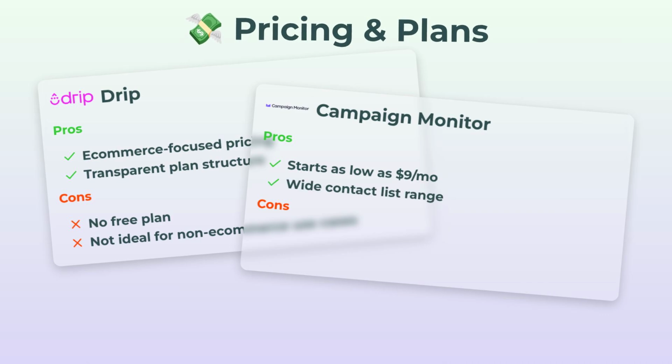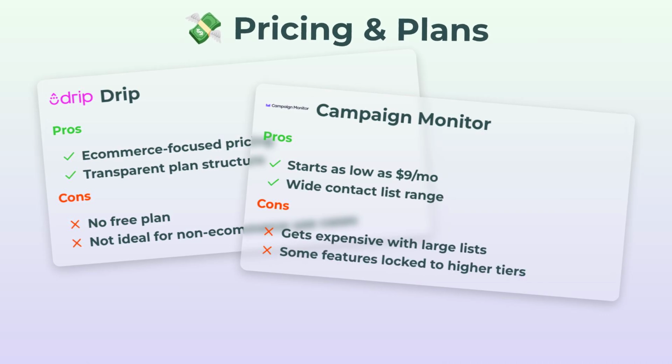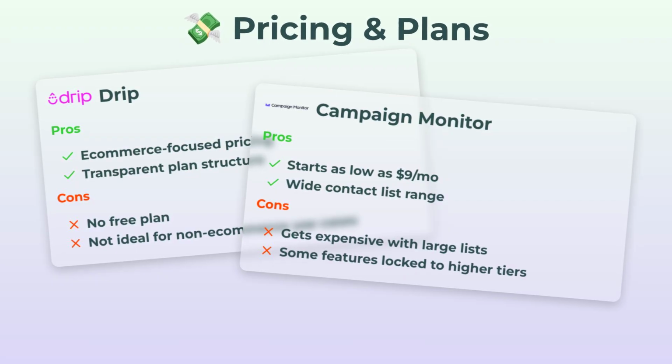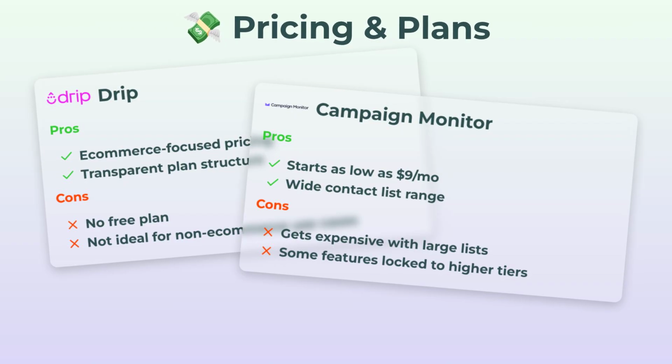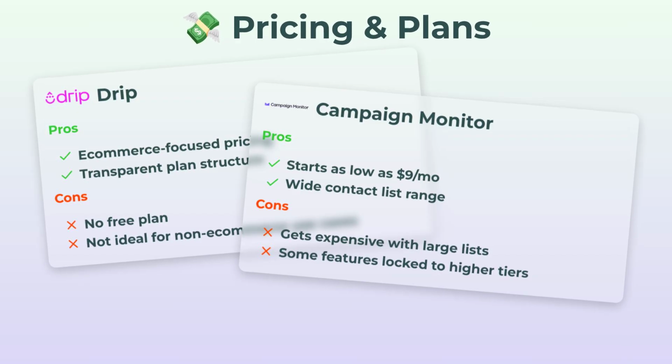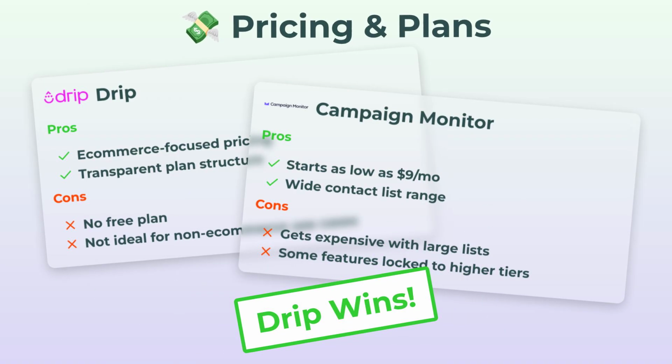Now, Campaign Monitor kicks off at only $9 a month, which sounds sweet if you don't have many contacts. Their platform scales pretty wide, but keep an eye out. Prices climb fast if your list blows up. And some cooler features gotta pay for the higher tiers. For versatility and transparency, Drip kinda edges it out here.